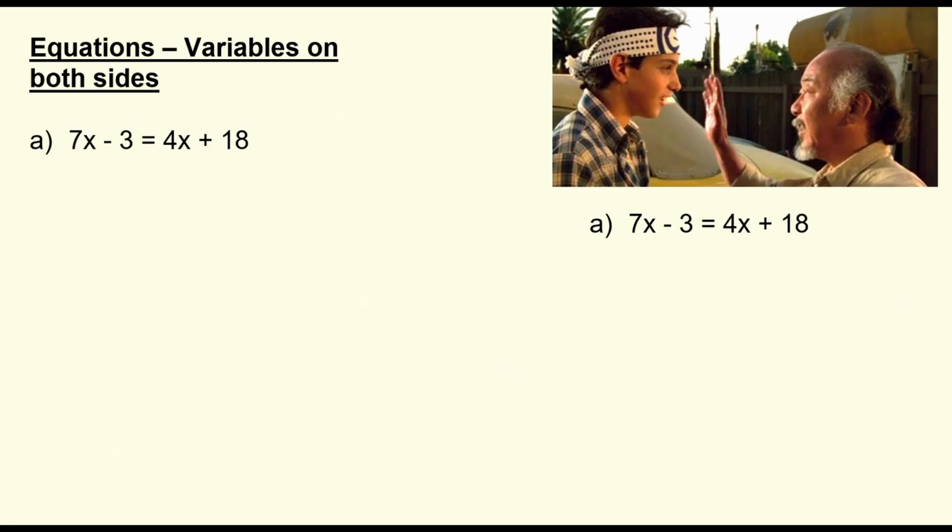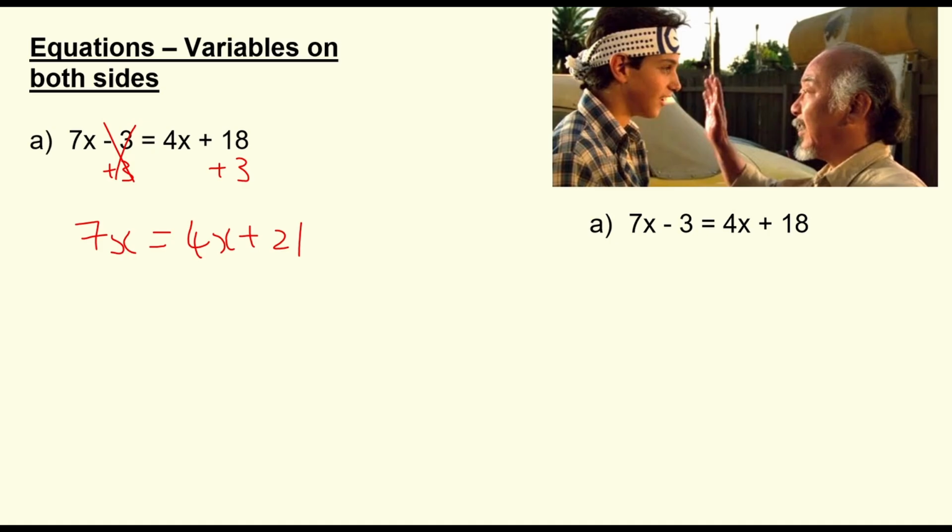Right, equations with variables on both sides. You're not seeing double. I'm going to solve this equation twice, just to show you that it doesn't matter what your first step is. So, we want to get rid of a number here. Now, I like to get rid of the negative number first of all. So I'm going to add 3 to both sides, and that's going to get rid of that minus 3. We've now got 7x equals 4x plus 21.